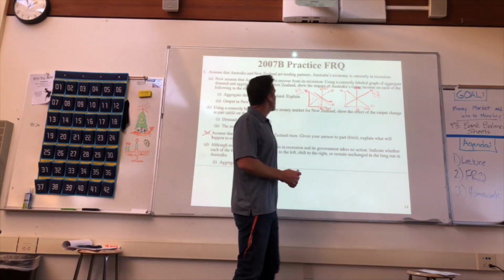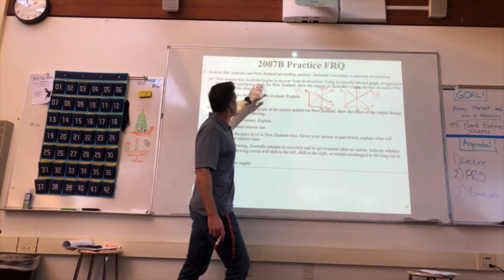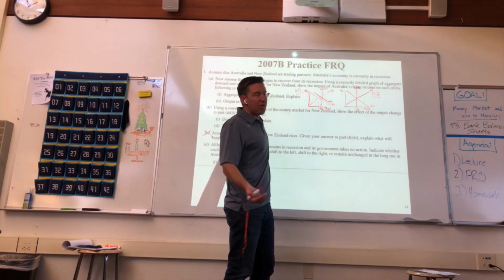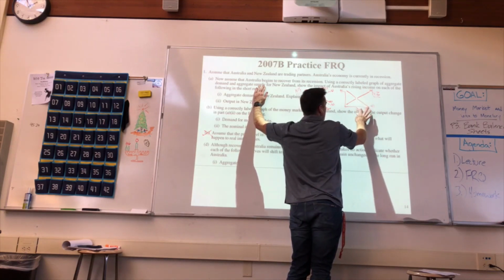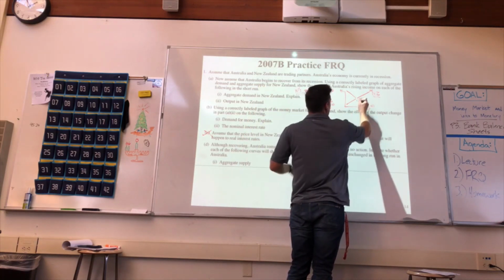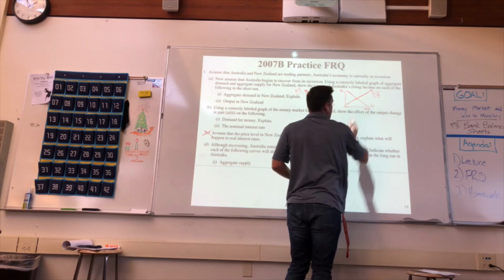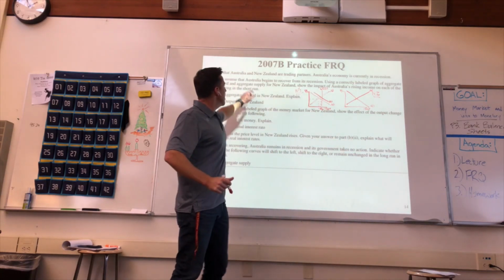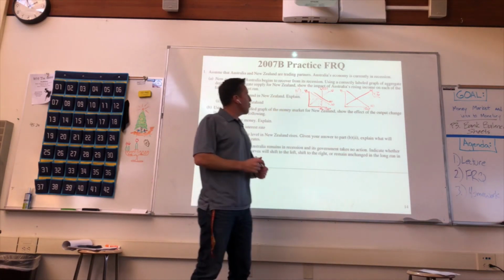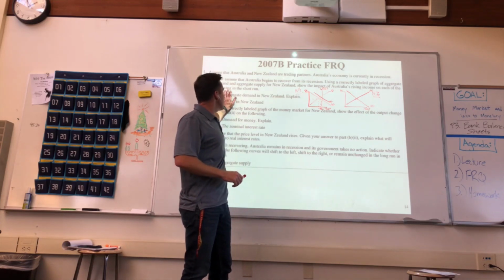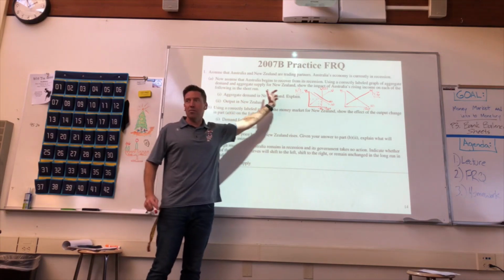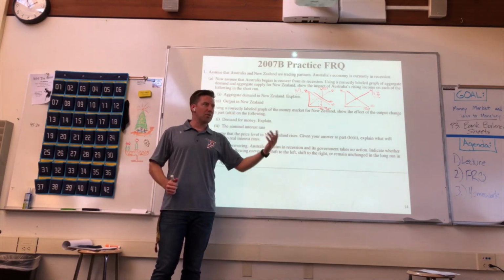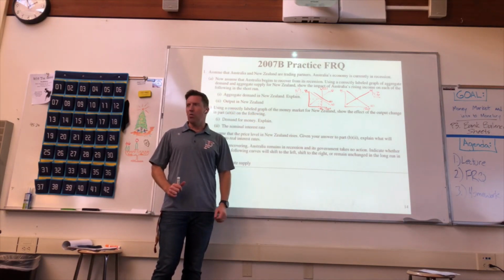Using a correctly labeled graph of the aggregate demand and aggregate supply for New Zealand, well, there's why they didn't tell us, because they don't even need us to show this on there, because they're not telling us a location of New Zealand, whether it's an inflation or recession. Show the impact of Australia's rising income on each of the following in the short term. Okay, so Australia got richer. If they're your trading partner and you have more money, are you going to buy more stuff from them? Yeah. What do you buy from New Zealand?